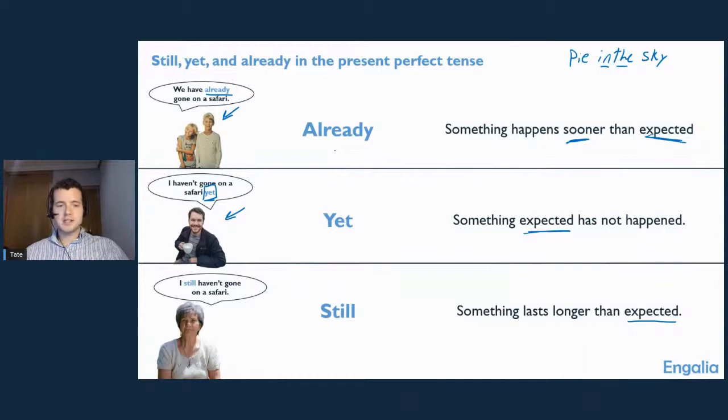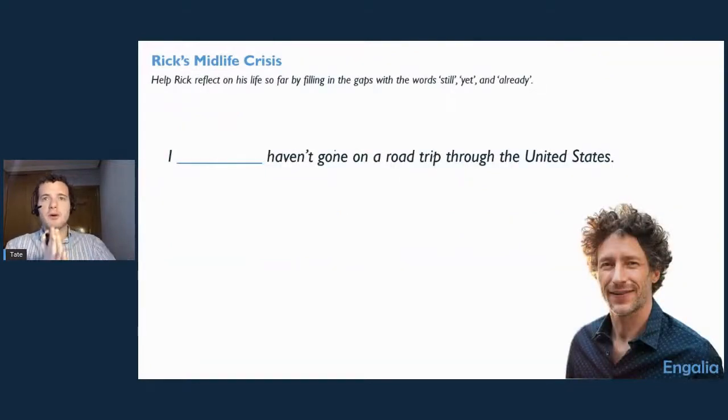So now we need to practice. So we're going to practice by looking at my friend here. His name is Rick, and he's going through a midlife crisis. What that means, if you don't know what a midlife crisis is, it means that he's reaching his 40s, his 50s, the middle of his life, and some people have a crisis in this moment. They go out and they buy a sports car or something like that because it's the middle of their life and they are having a crisis. So he's going to reflect on his life so far.